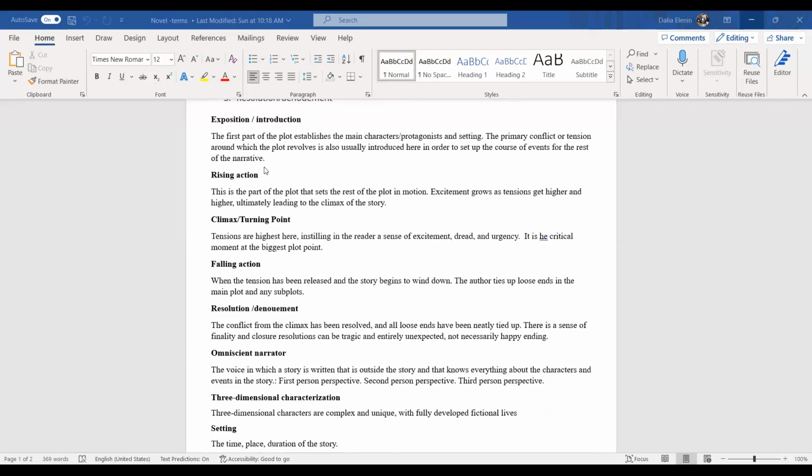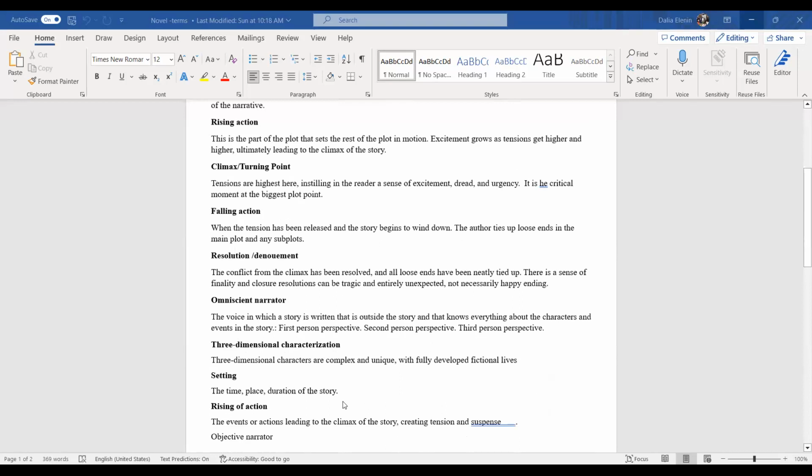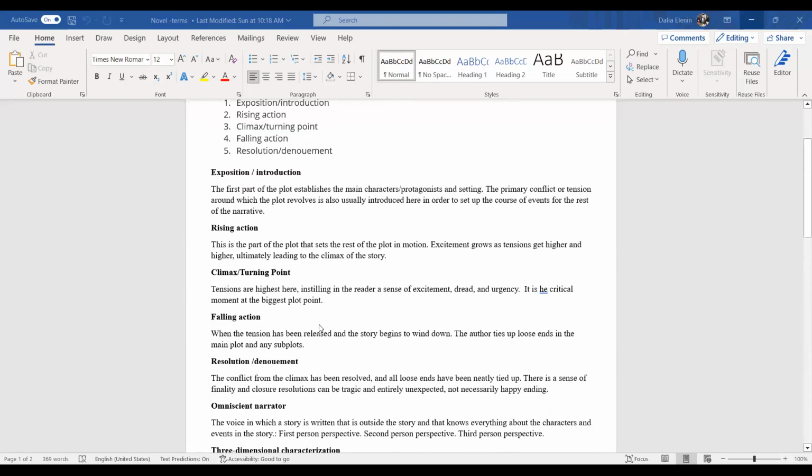We talked about the introduction or the setting. It's the time, the place, the duration of the story. The setting can be introduced in the introduction. So when you read a story about two people who meet each other in a train station, this is the setting and also the exposition. The rising action is the events or the actions that lead to the plot, where the excitement grows, you start to see the tension building up, something is going to happen.